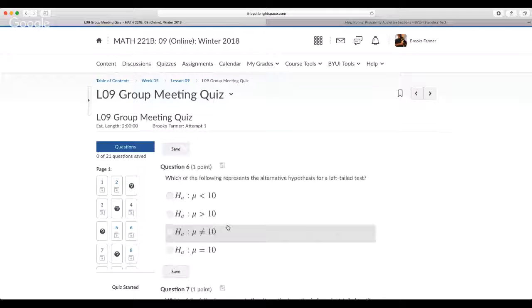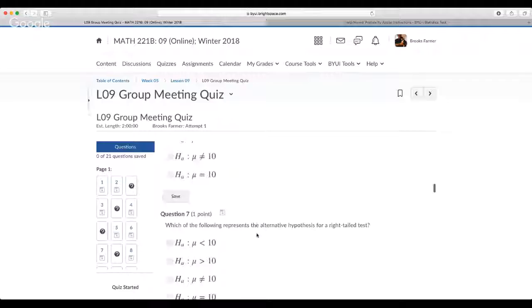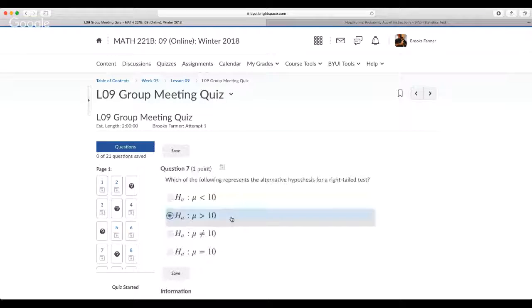For a left-tailed test, we are looking at the left side, which means that we want it to be less than. So left-hand side. Yep, you're right. You got it. And then the right side would be the opposite, greater than.